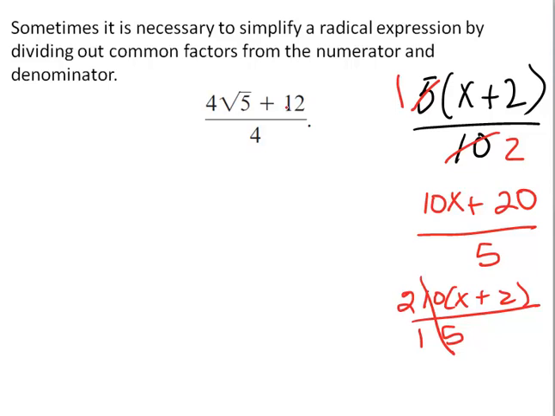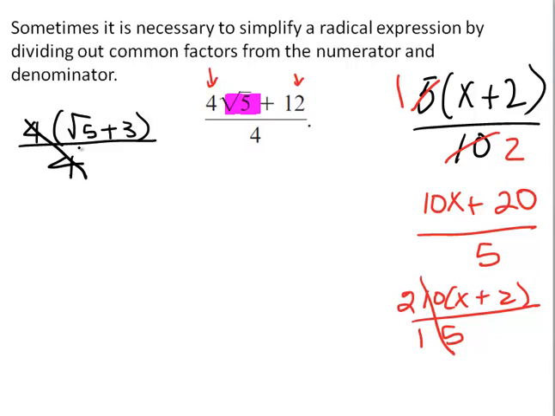So when we start out with this particular setup, we have 4 times the square root of 5 plus 12 all over 4. So what you can do is find the common factor in the coefficient and in the constant. Remember, you can't really do anything with what's inside the radical. So here the common factor would be 4. So I'll have 4 times the square root of 5 plus 3 all over 4. And my 4's will cancel out, leaving behind square root of 5 plus 3.